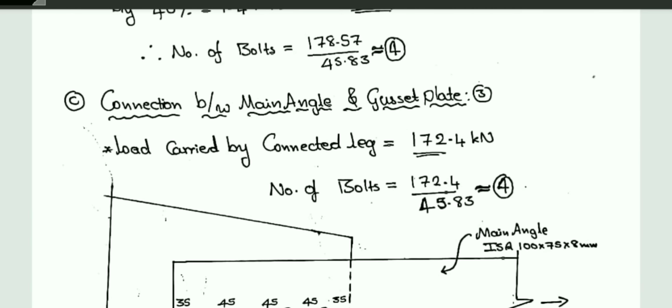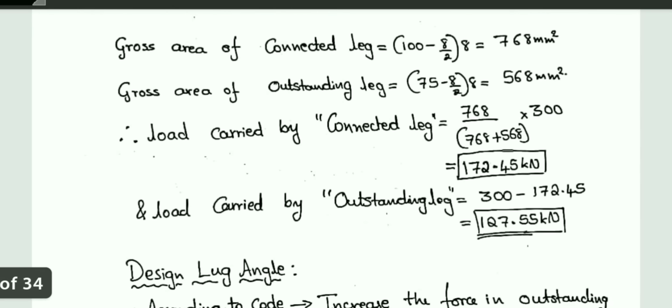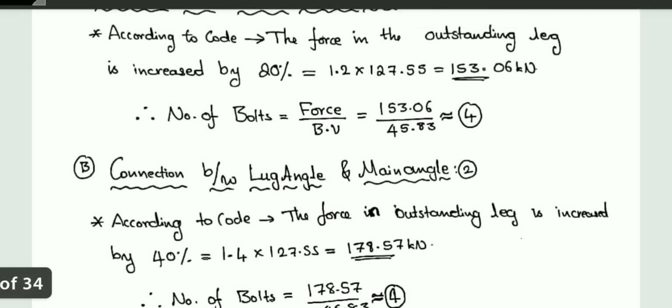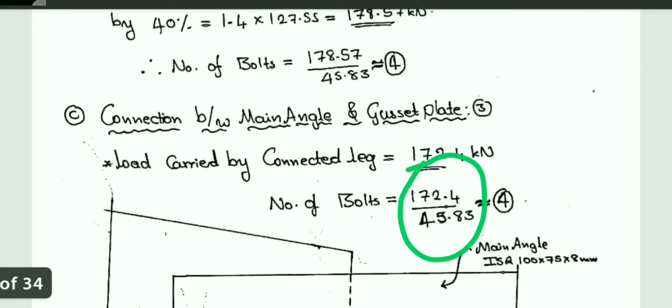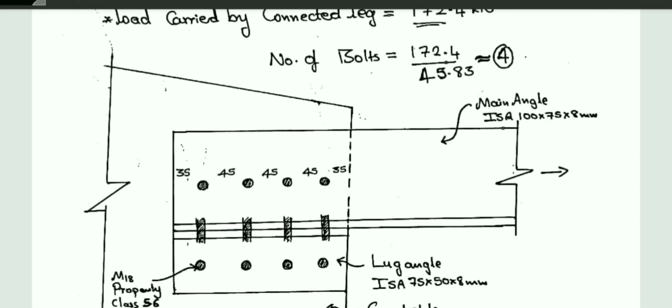Next one, last connection is main angle and gusset plate. Okay, so the load carried by the main angle, that is the connected plate, is 172. That is already calculated at the beginning. This value 172, it's already calculated. This force will be considered. So 172 divided by bolt value, you'll get the number of bolts as 4 itself. So this will be the connection for main angle and gusset plate.